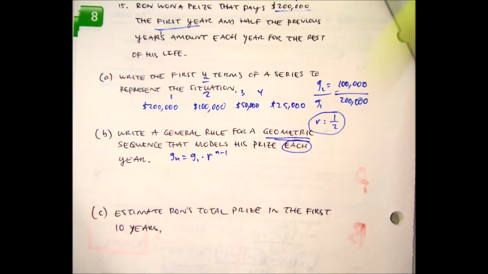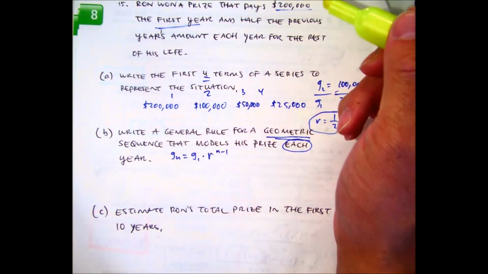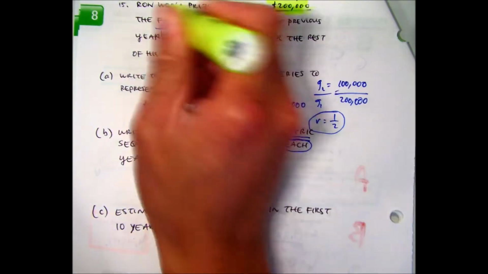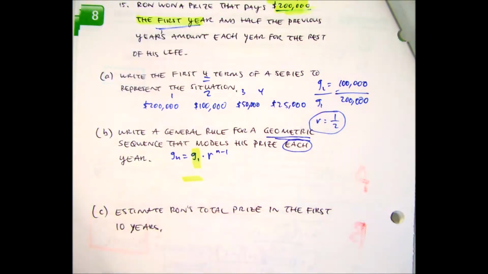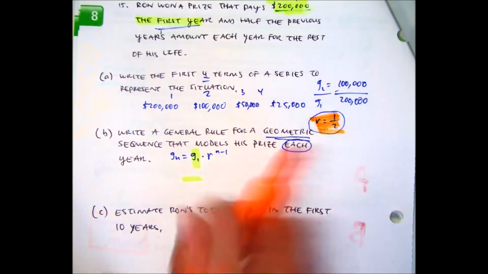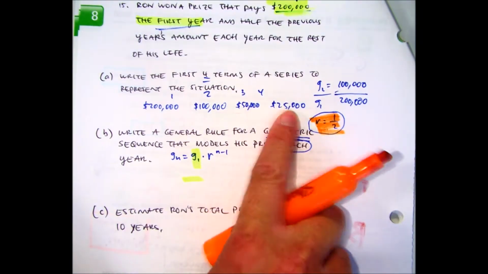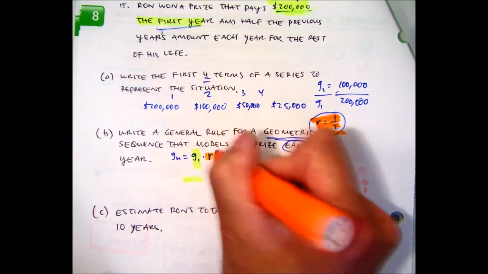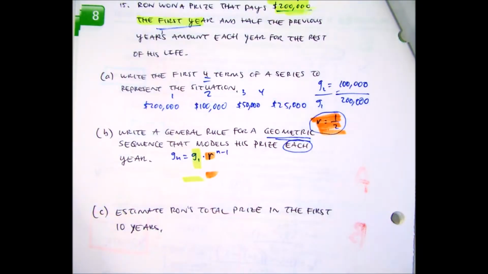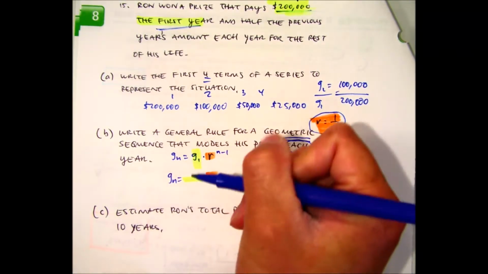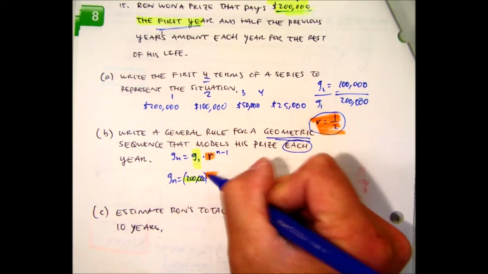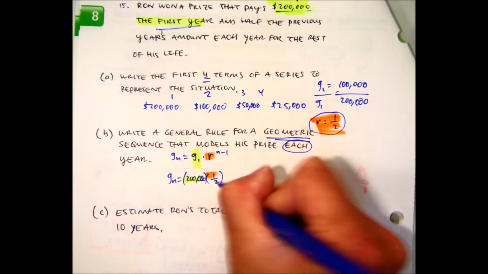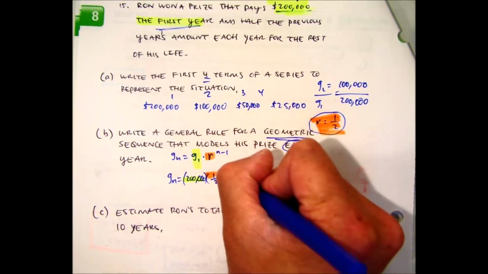So now I'm just going to do some substitutions. Class, what's my g1 value? 200,000. Class, what's my ratio? 1/2. 50,000 divided by 100,000, 1/2. 25,000 divided by 50,000, 1/2. So let's just fill those in. So I get Gn equals 200,000, my ratio, which is 1/2, to the n minus 1.